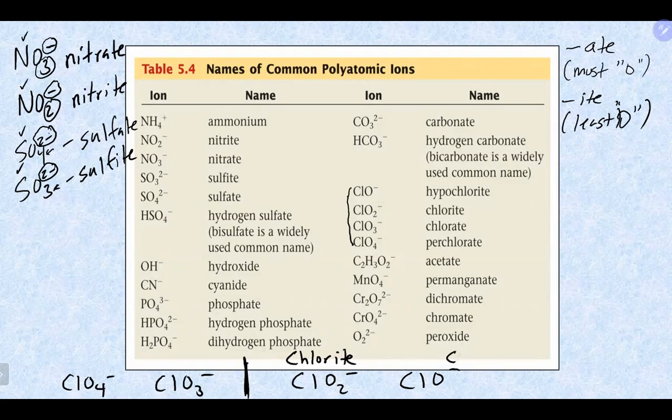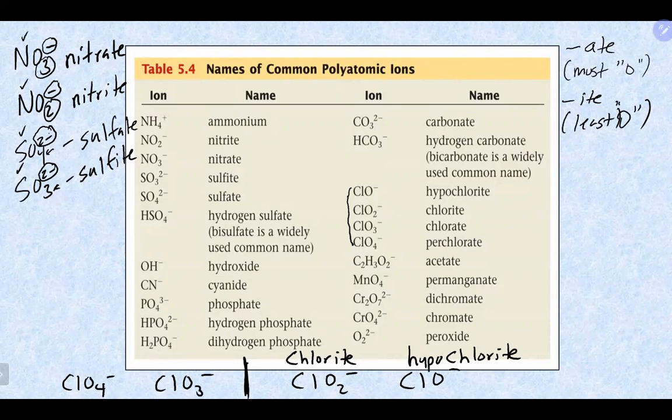This guy here would also be chlorite. Obviously, you can't have the same name for 2 different things. So in a group of 4, the one that has the least number of oxygens will end in ite and also start with hypo. So it'll start with hypo and end in ite. So this guy is actually hypochlorite. Chlorite.